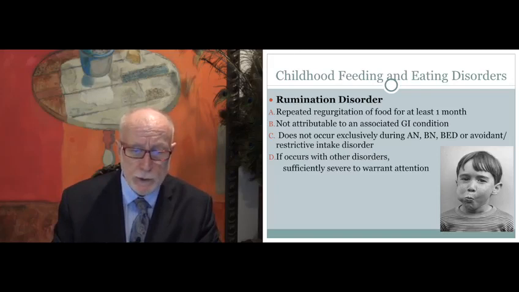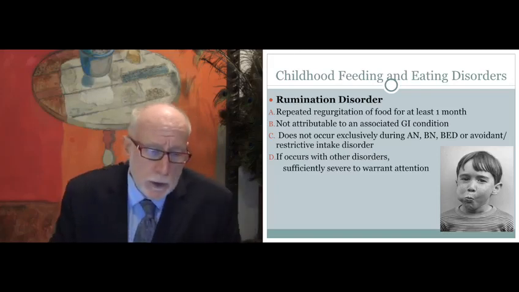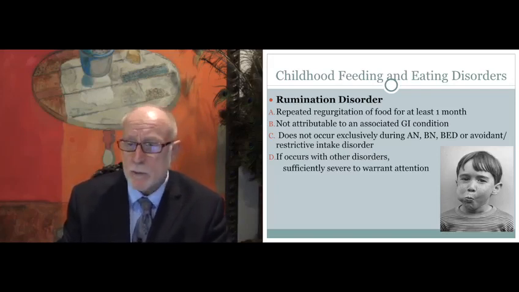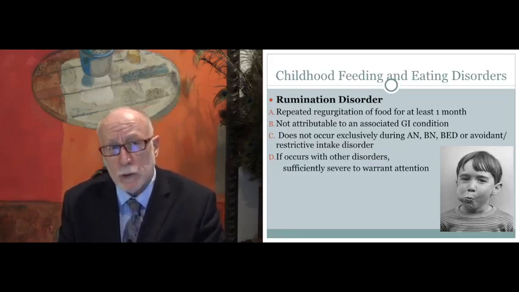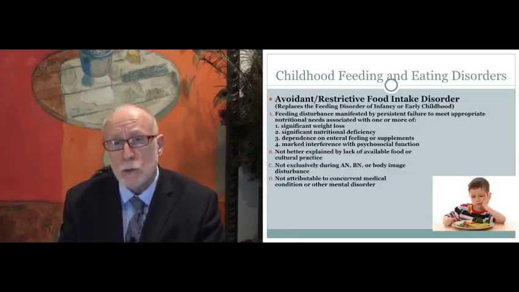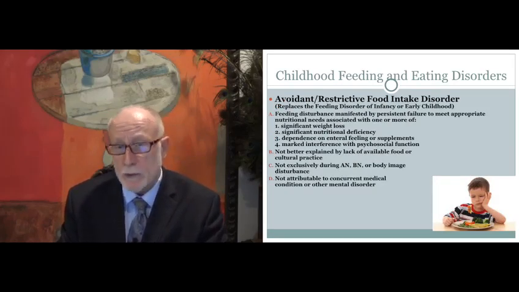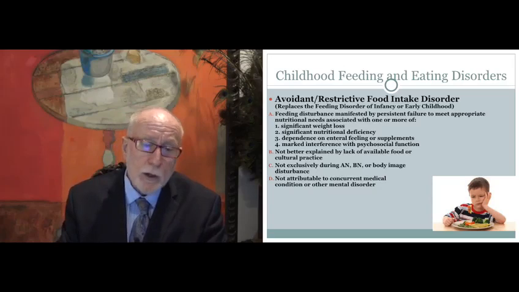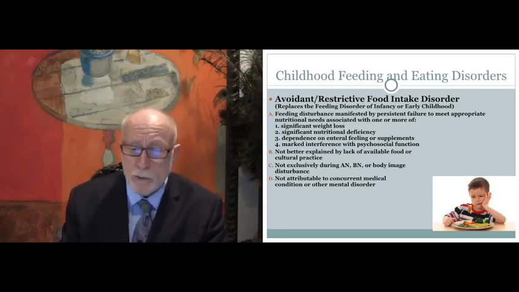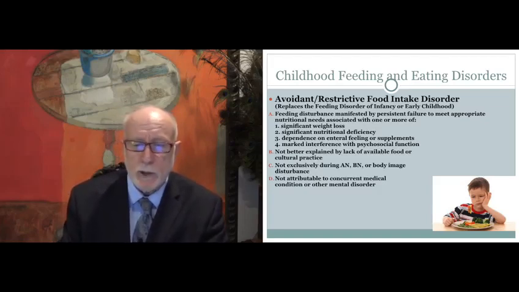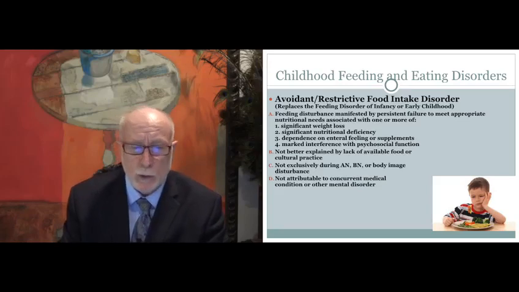It's also worth mentioning that rumination disorder is joined by the third of what was the feeding disorders of infancy and childhood, and that's the avoidant restrictive food intake disorder. Now, this disorder comes into the DSM-5 with this brand new title. Before, in the previous DSM-3, 3R, 4, and 4TR, it was called Feeding Disorder of Infancy or Early Childhood. But you can see the name Avoidant Restrictive Food Intake Disorder is far more descriptive than Feeding Disorder of Infancy or Early Childhood, which is really not very descriptive and quite nebulous.